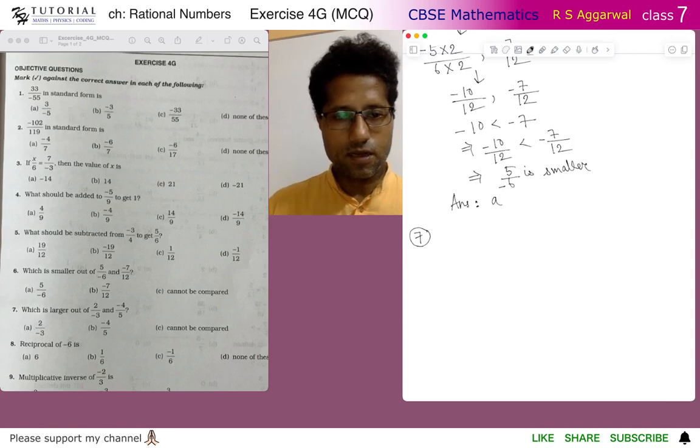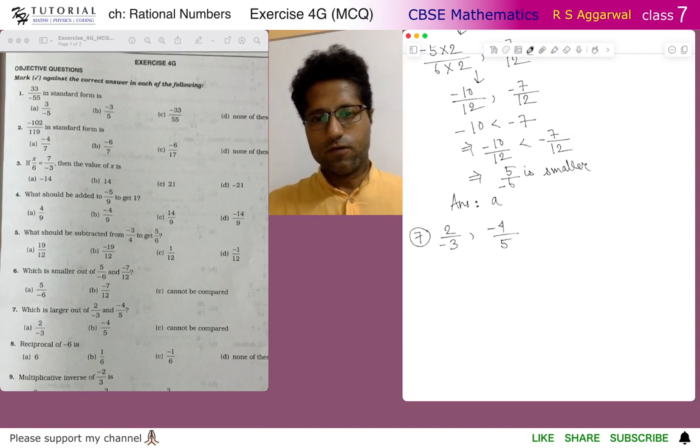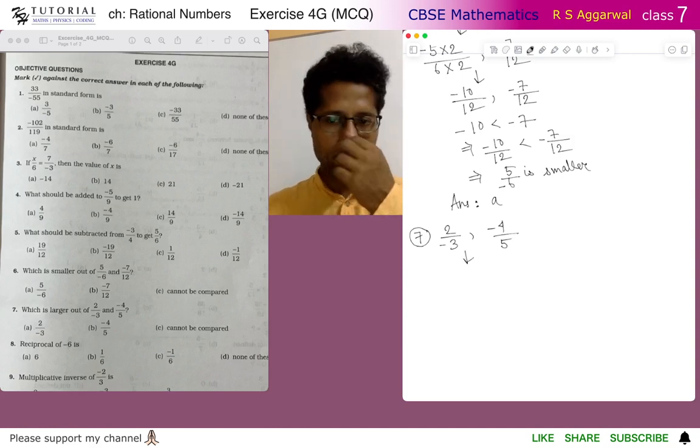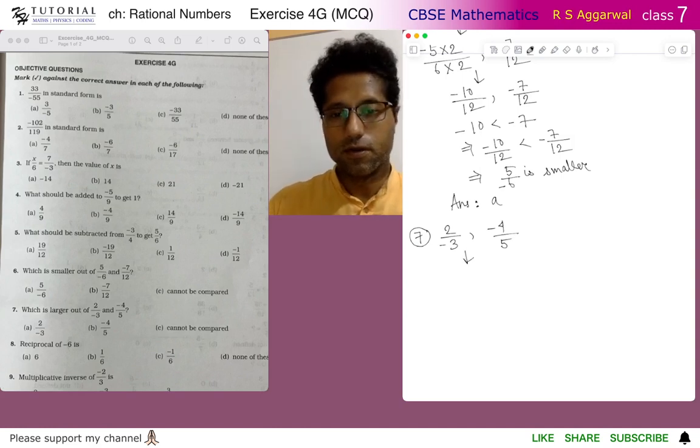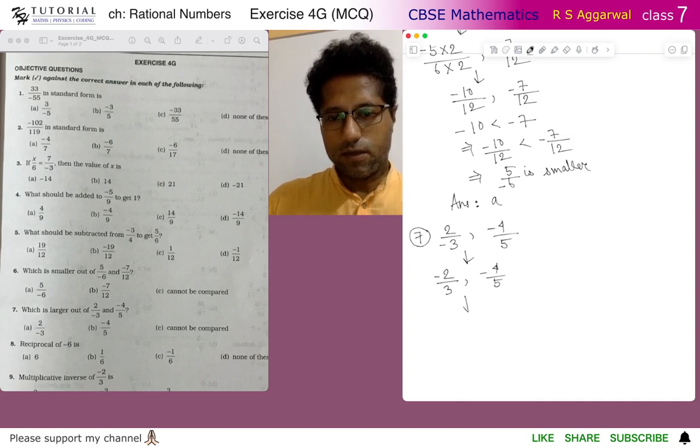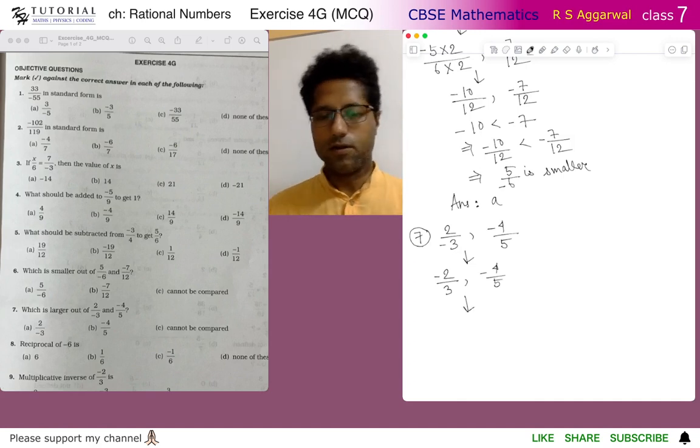It says, which is larger out of, we have to find the larger rational number between 2 by minus 3 and minus 4 by 5. So first we have to convert the first rational number to have a positive denominator. So it becomes minus 2 by 3 and minus 4 by 5. Now they both have different denominators.